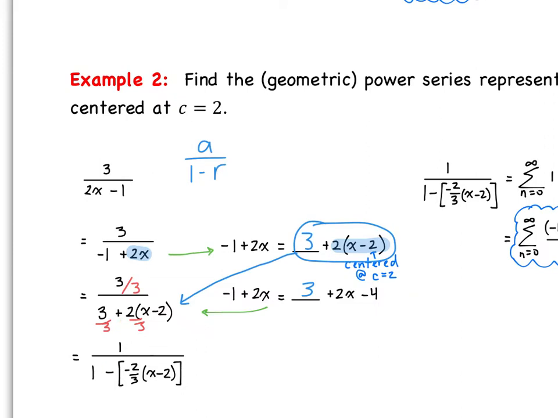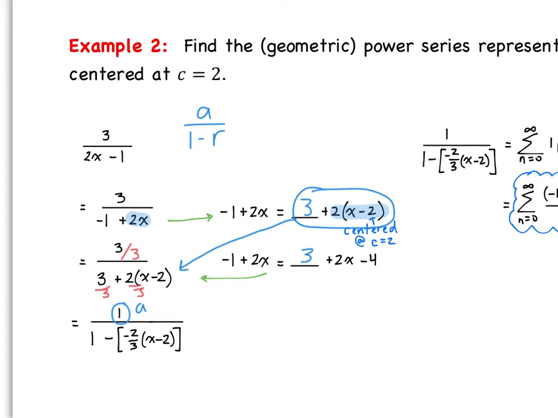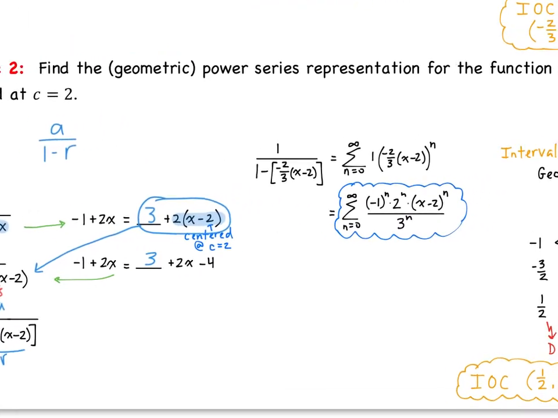So I'm going to have to say 1 minus, and then inside I'm going to have a negative 2/3 times the quantity x minus 2. And we have 1 in our numerator. So this guy is our a value, and this right here is our r value. So now we can go ahead and write that power series.